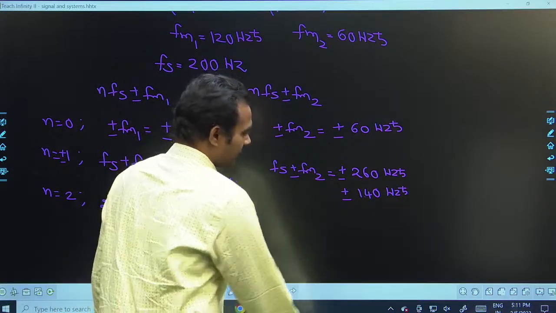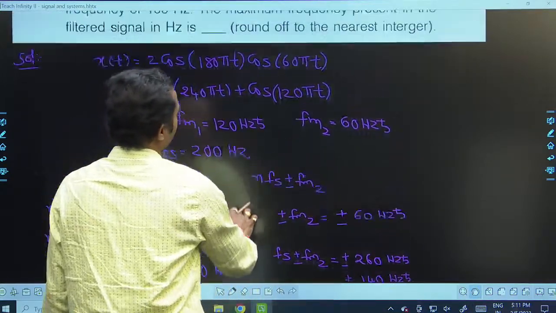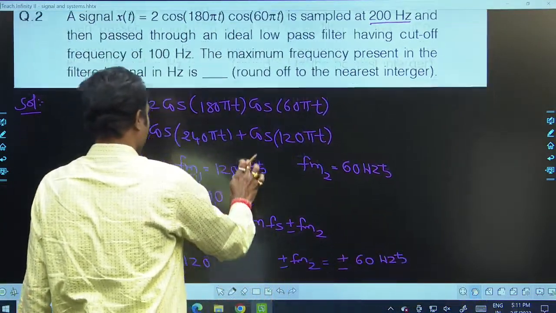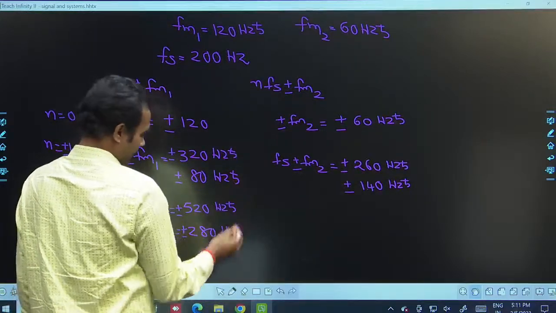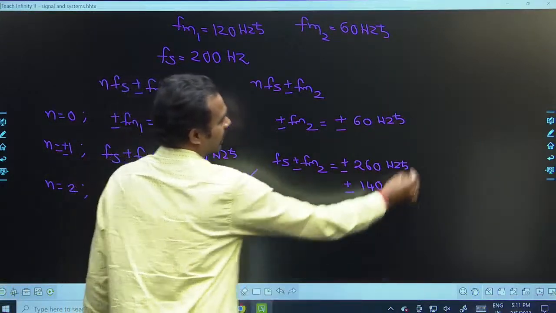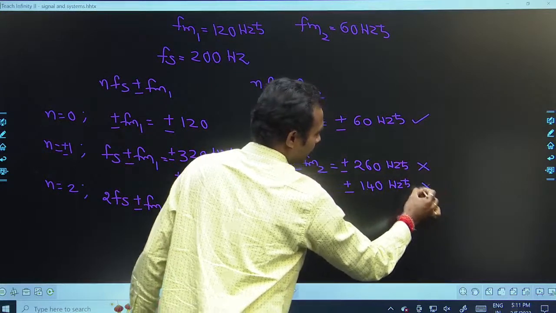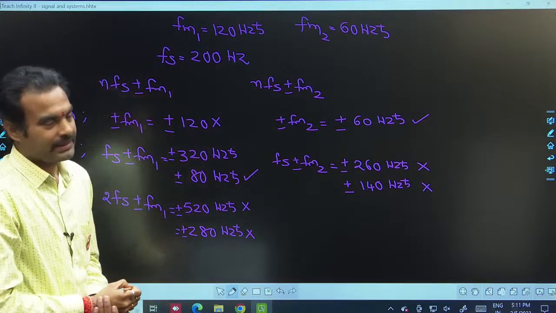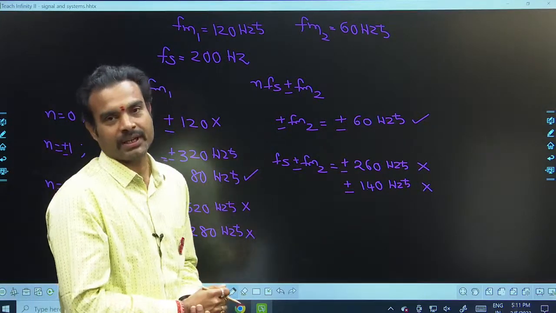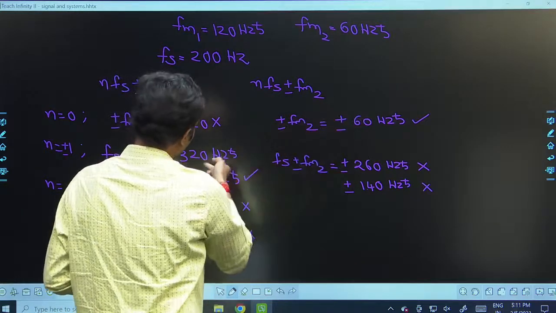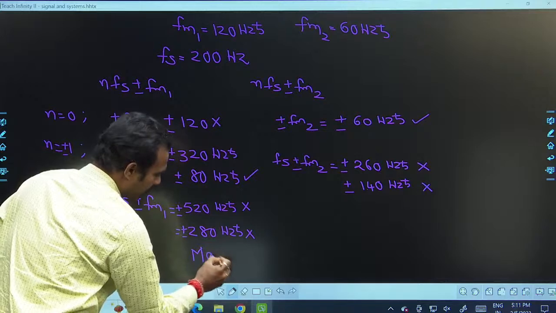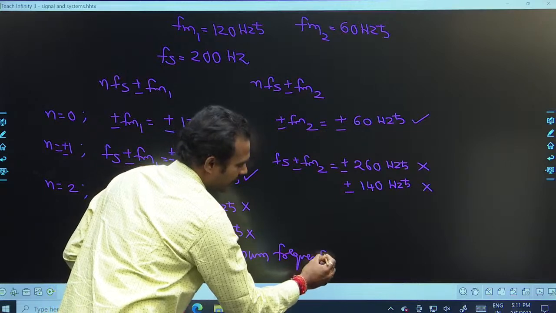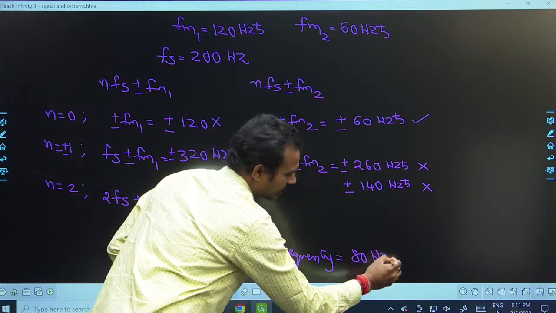So the maximum cutoff frequency of the low pass filter is 100 hertz only. That means the allowable frequencies are 80 hertz and 60 hertz. Remaining all frequencies are filtered out by the filter. See, in the question he was asking what is the maximum frequency present at the filtered output. Out of these two, the maximum frequency we are having is 80 hertz. So your maximum frequency is equal to 80 hertz.